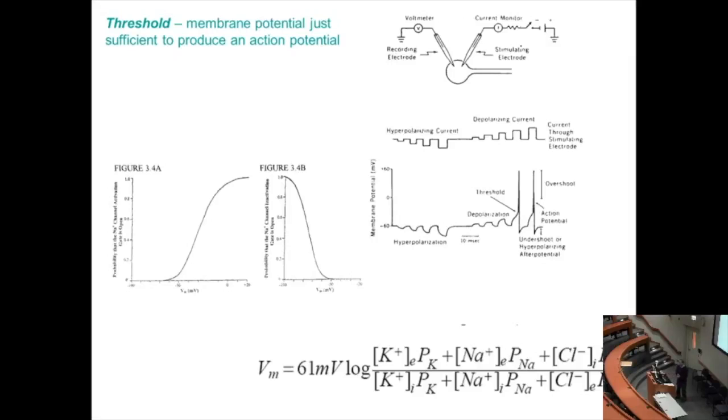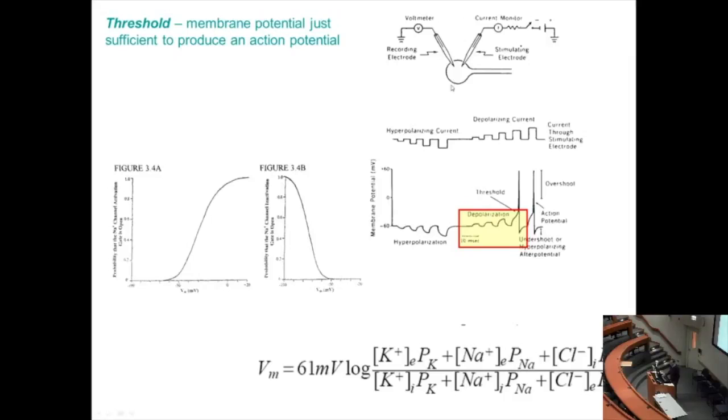The threshold is the membrane potential just sufficient to produce an action potential, just sufficient to get that self-sustaining rise in the membrane potential. So here we have an experiment. It's done in a lab. Don't worry about how it's done. This electrode will change the membrane voltage. This electrode simply measures it, okay?